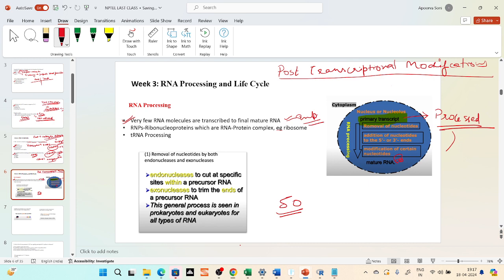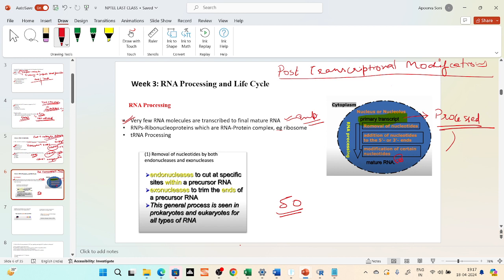RNPs we have studied just in week 3. We have also studied RNPs, which are ribonucleoproteins, that means RNA and protein both, for example, the ribosome. And in this week 3, we have also studied tRNA processing. So let's quickly look at the various RNA processing that takes place.